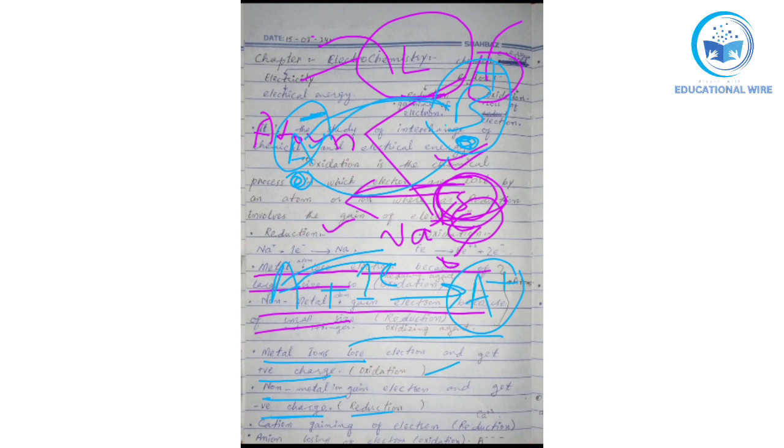As if A gains money from B, so A gets a negative charge, so it's reduction. A is doing reduction because it's taking money from someone, and B is giving, which means losing money, so it will oxidize. So it's oxidation, and A is gaining, so it will be reduction with negative charge.